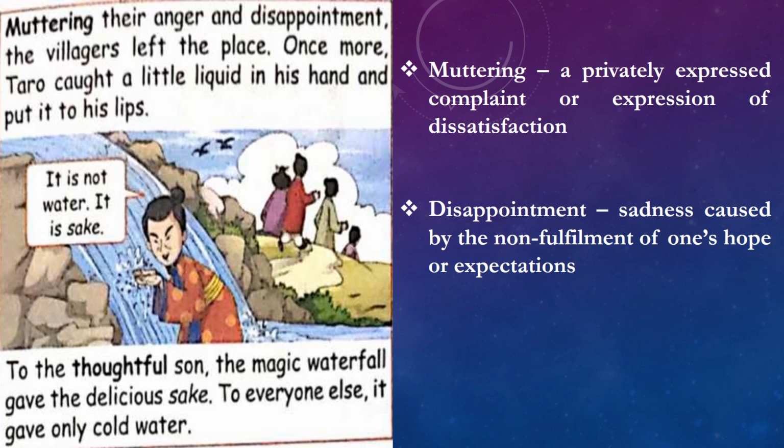To the thoughtful son, what is thoughtful? Thoughtful is carefully considering things. Carefully considering things are called thoughtful. So he was a person who was carefully considering everything, especially the desires of his father, his parents. So to the thoughtful son, the magic waterfall gave the delicious sake. To everyone else, it gave only cold water.